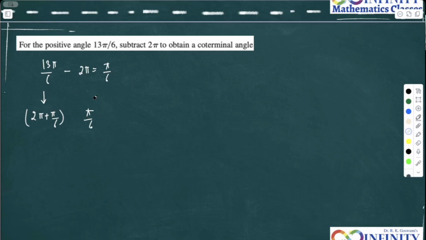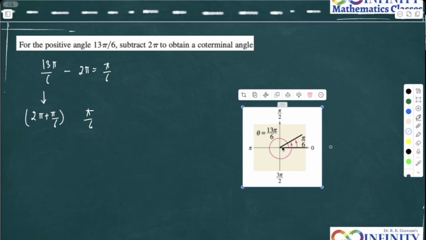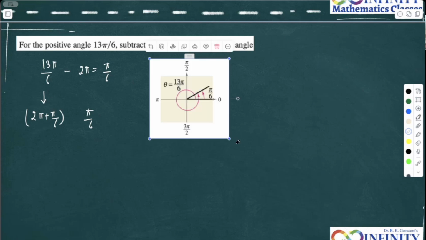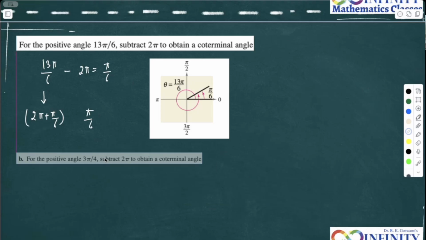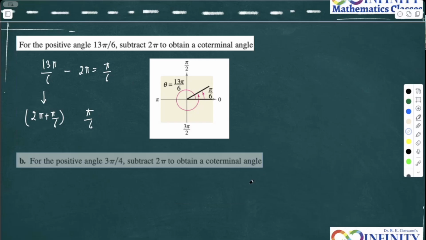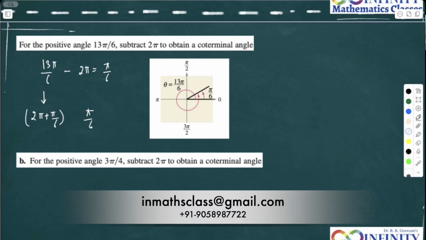So if you want to sketch this, this is how you will sketch. I hope it is the same thing, and we have discussed a similar example maybe on the previous slide. Am I right? Yeah. So forget about that. For the positive angle 3 pi by 4, subtract 2 pi to obtain a coterminal angle.